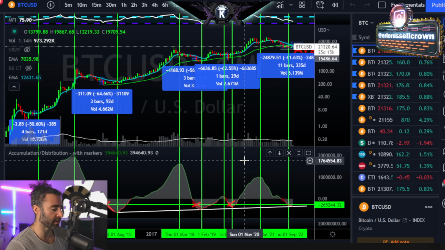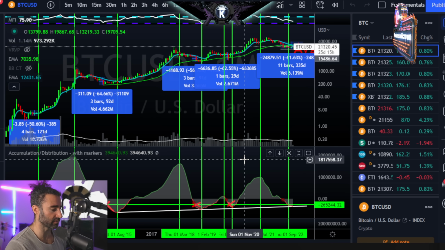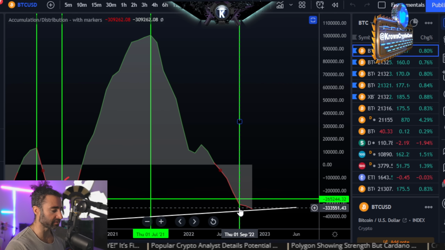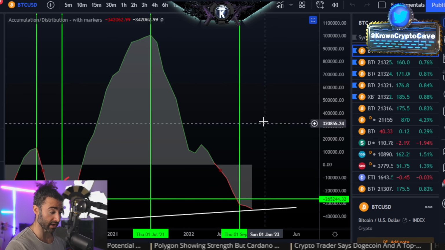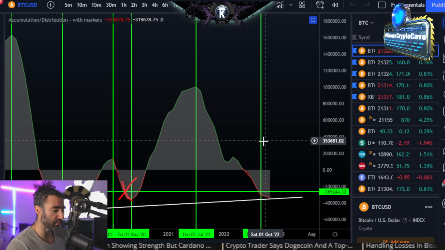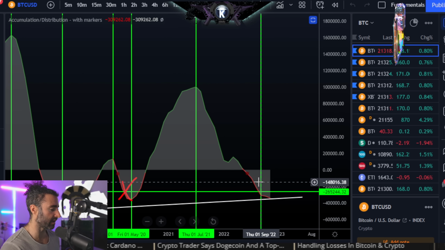So the reason why I'm bringing it up right now is because of two reasons. One is that the slope of the accumulation distribution indicator is actually still red coming into November here, but it is starting to lose its curvature to the downside.